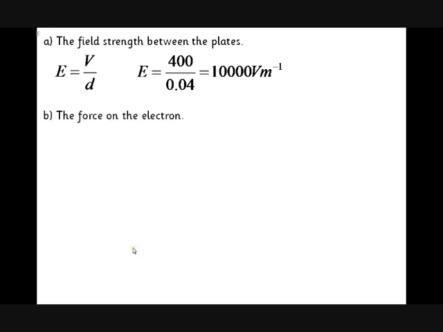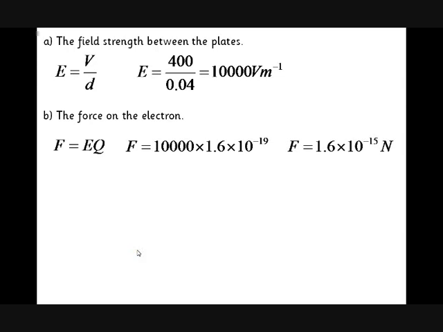per metre. The force on the electron, here we can use F equals EQ. We know the electric field because we've just calculated it. We know the charge on an electron, 1.6 times 10 to the minus 19 coulombs. So we can get a force on the electron as 1.6 times 10 to the minus 15 newtons.